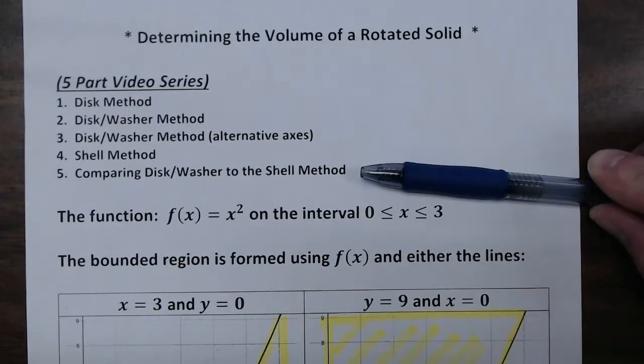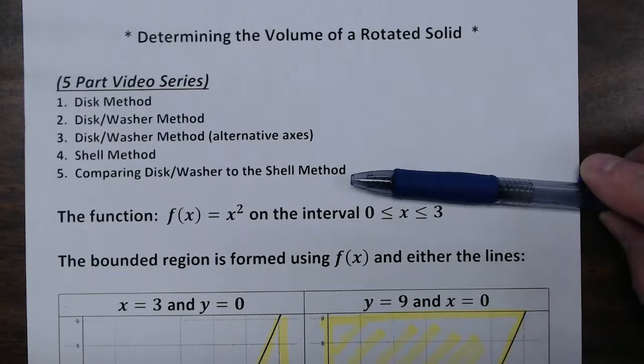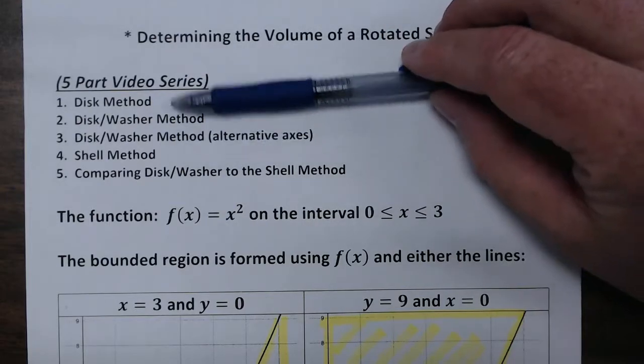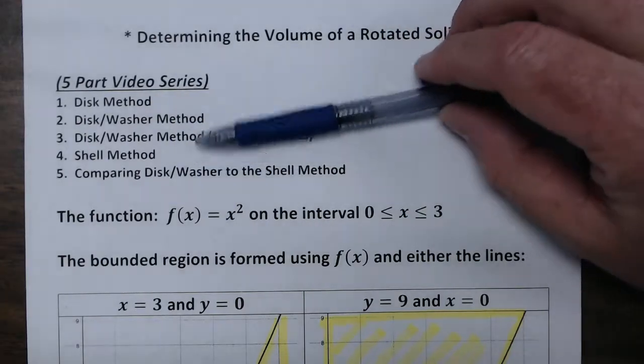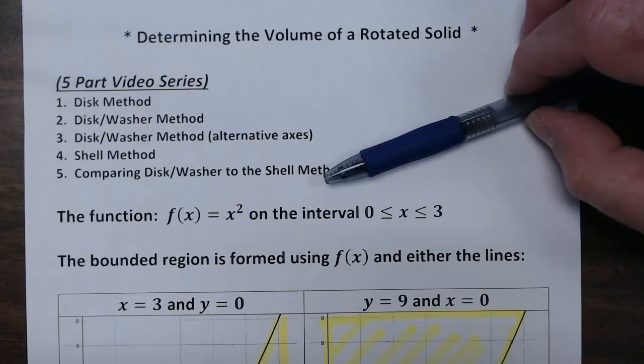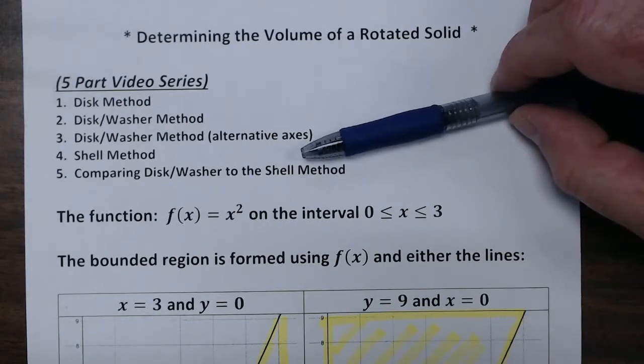Okay, this is the fifth video in a five-part series on determining the volume of a rotated solid. Since this is part 5, if you haven't seen any of the previous parts, I would recommend you go through them in order, because when we learn something new in math, it's not really new. It's just built on something that we already understand and know how to do.